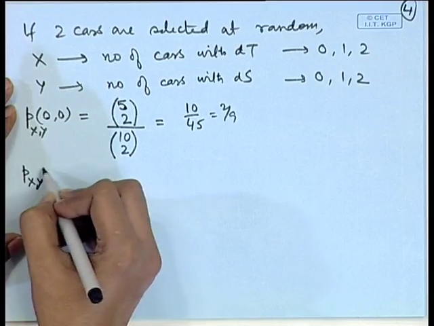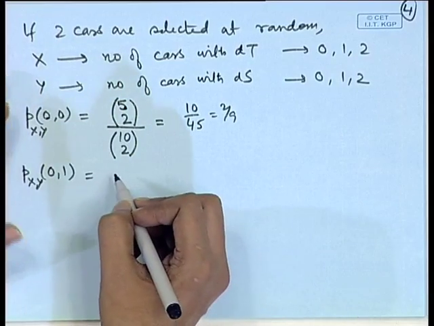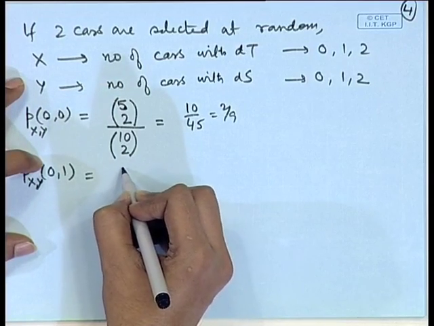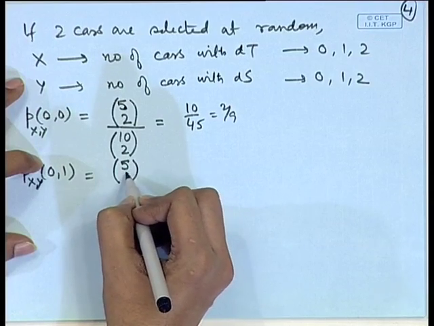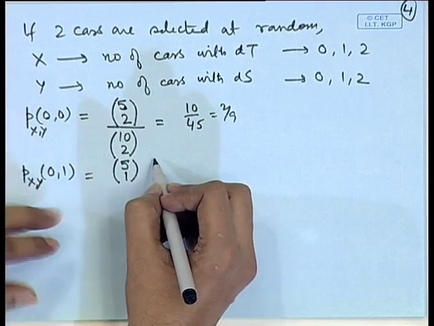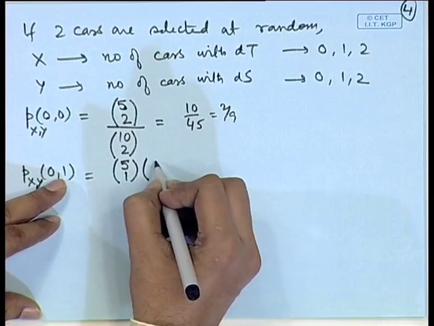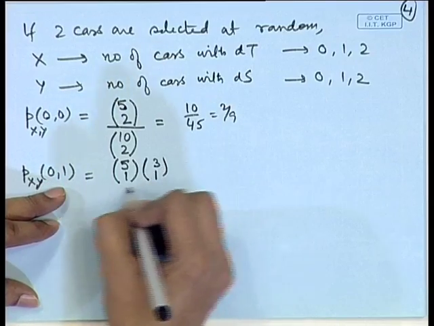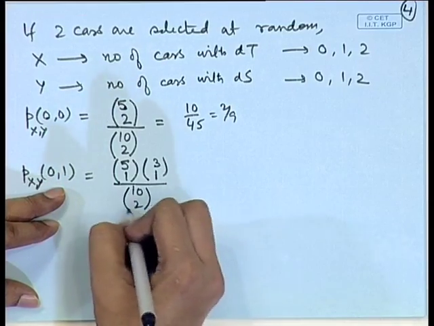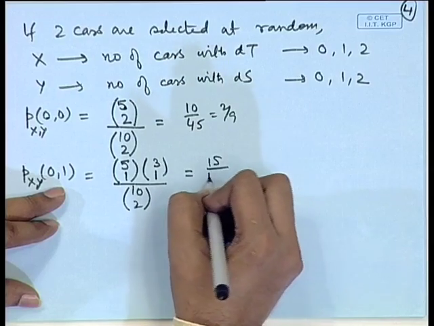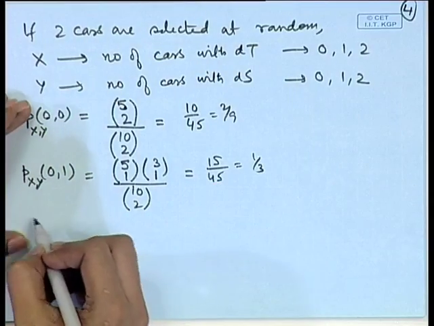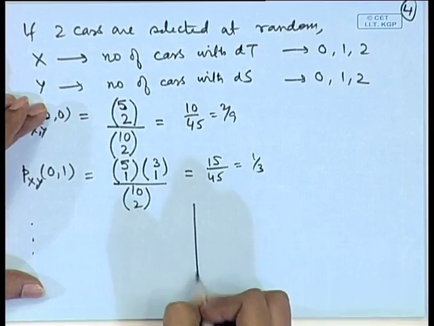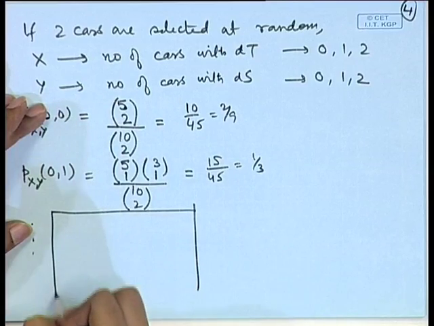Similarly, we can calculate the probability x is equal to 0 and y is equal to 1. So, here it means that out of 5 good, 1 good car has been selected, and out of 3 cars with defective steering mechanism, 1 has been selected out of total 2 selections of 10. So, that is equal to 15 by 45 or 1 by 3. In a similar way, we can calculate all other probabilities, and we can describe the probability distribution in the form of a tabular representation.